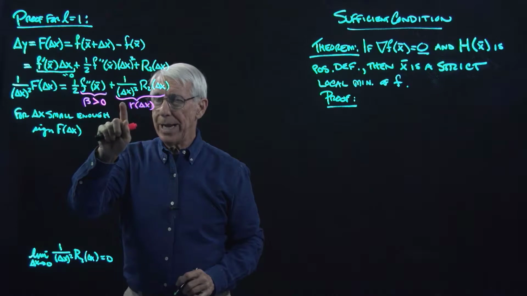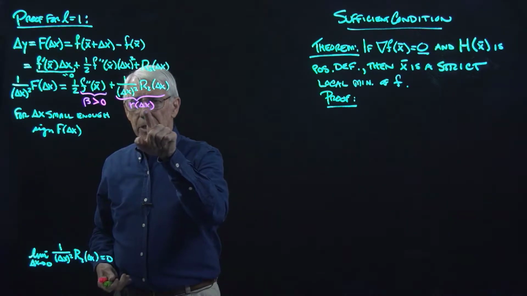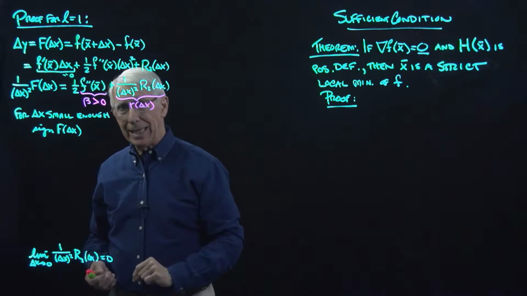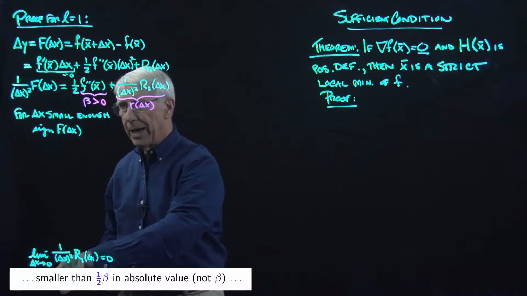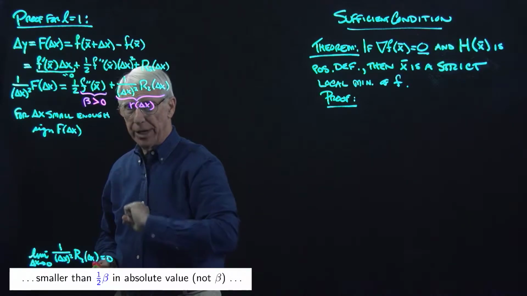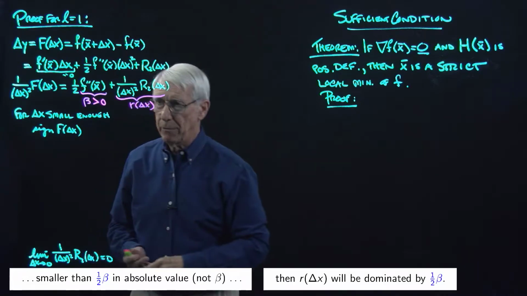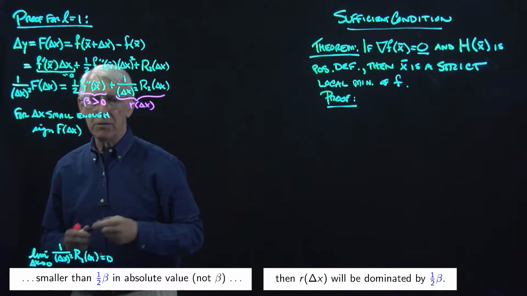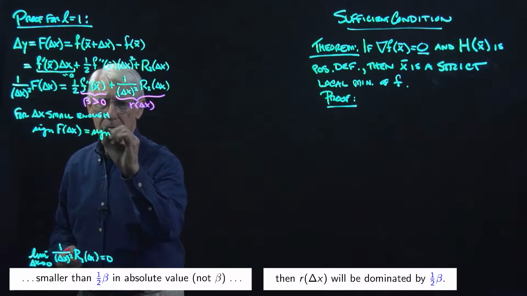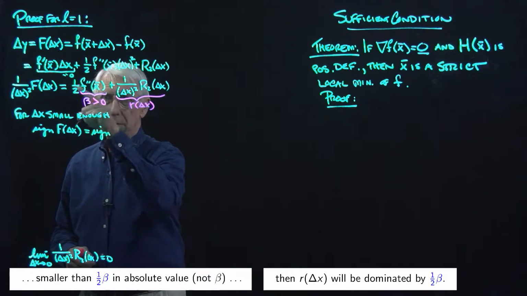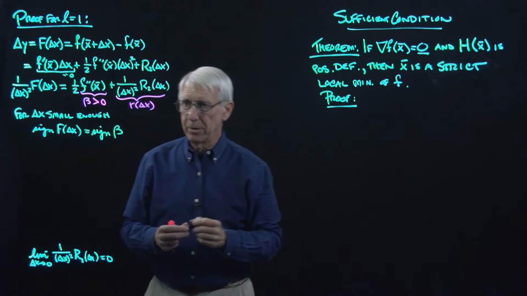The sign of the right-hand side, if R of delta x gets smaller than beta in absolute value, as it will do if we make delta x small enough, this will be dominated by beta, and we've assumed that beta is positive, so this is going to say this is equal to the sign of beta, or the sign of f double prime of x.